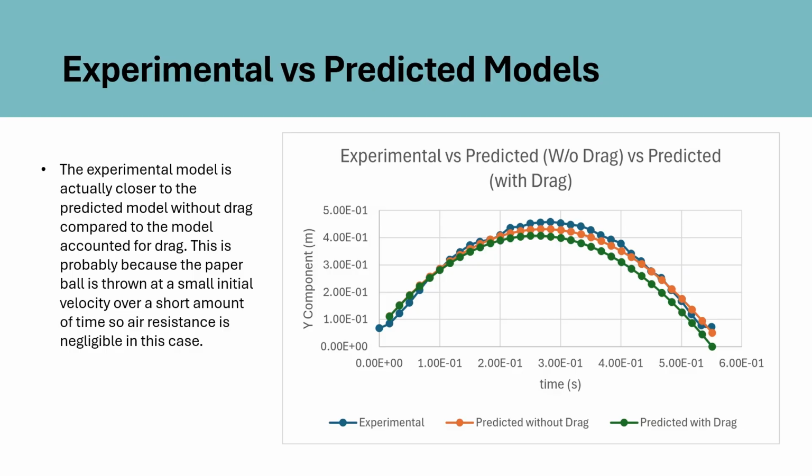However, they both share the same trajectory shape and the start position. The only difference is their F net. One accounts for gravity and drag, and the other one is only for gravity.